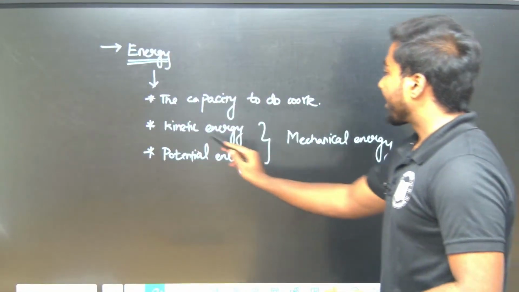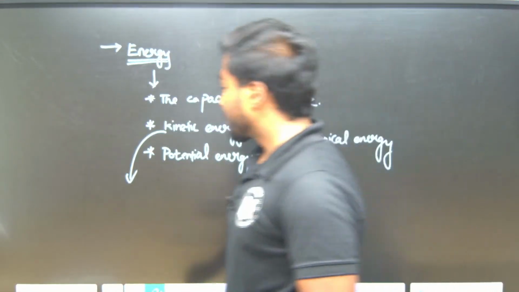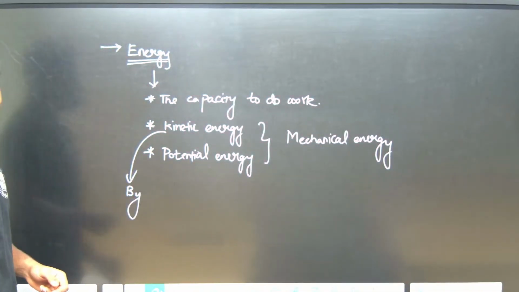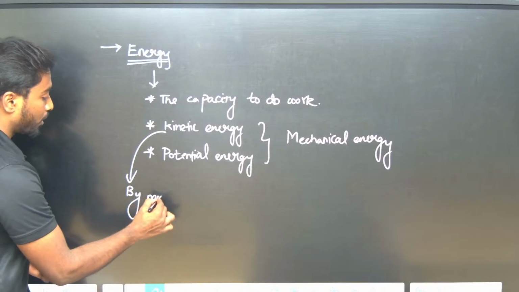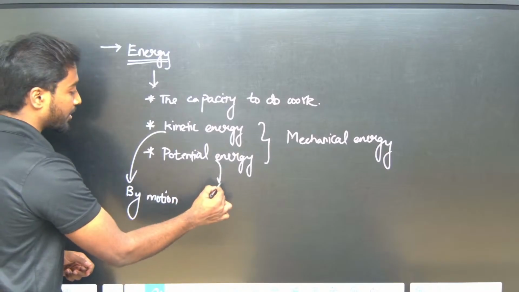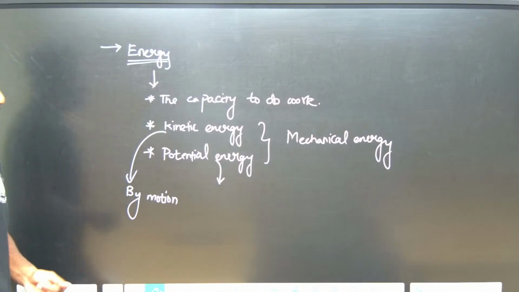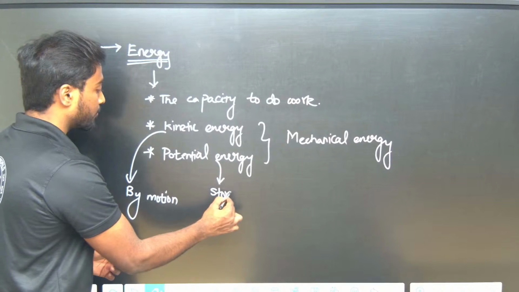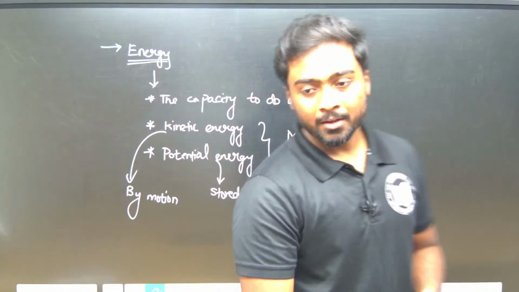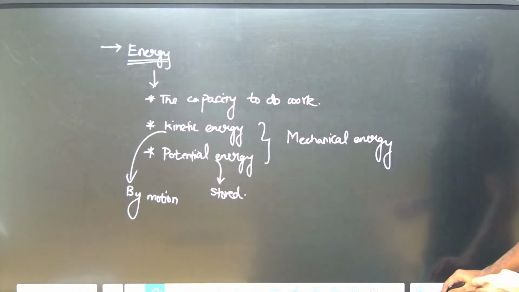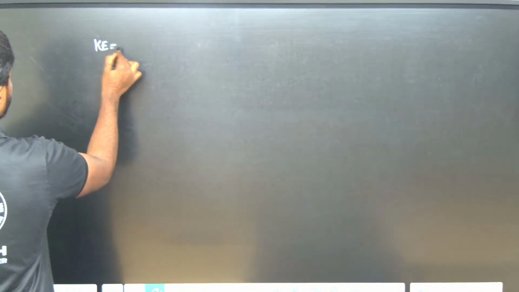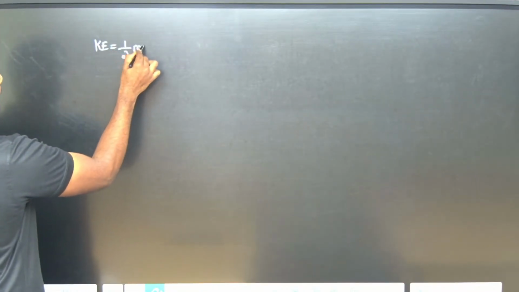When I talk about kinetic energy, it is the energy by virtue of its motion. When the object is at rest, the stored energy is called potential energy. The formula for the kinetic energy is half mv square.